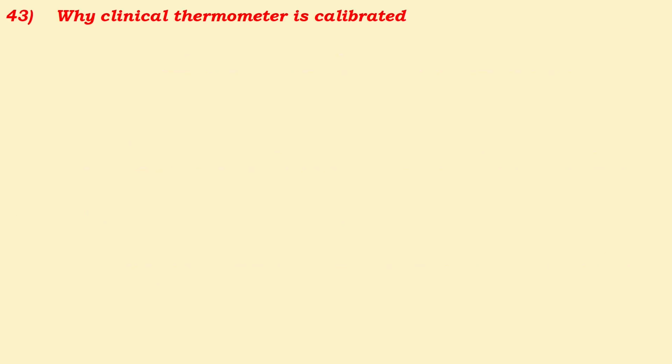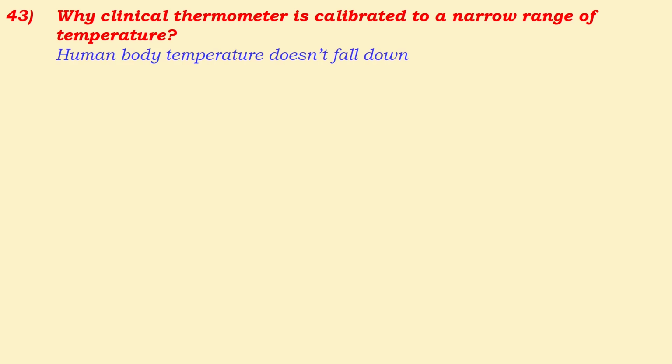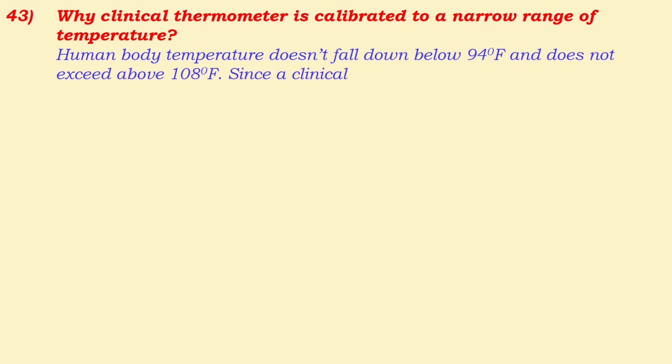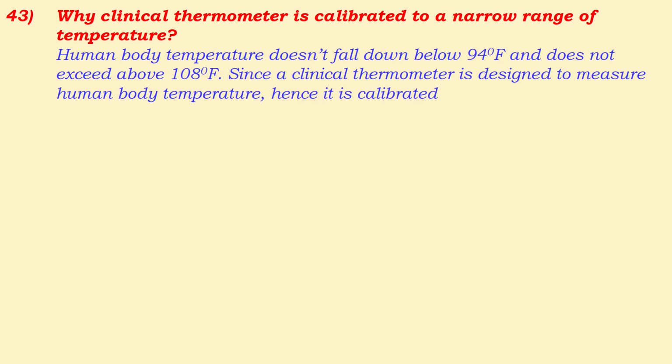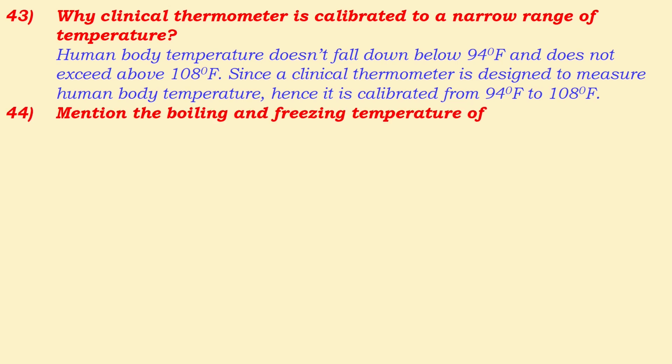Okay, next. Why is a clinical thermometer calibrated to a narrow range of temperatures? Very simple. Human body temperature is not too high. That's why we can calibrate a narrow range of temperature. Human body temperature doesn't fall below 94 degrees Fahrenheit and doesn't exceed 108 degrees Fahrenheit. Since a clinical thermometer is designed to measure human body temperature, it is calibrated from 94 degrees Fahrenheit to 108 degrees Fahrenheit.